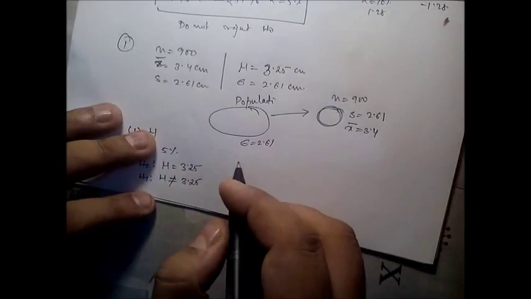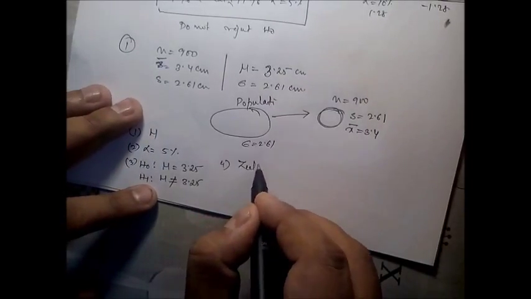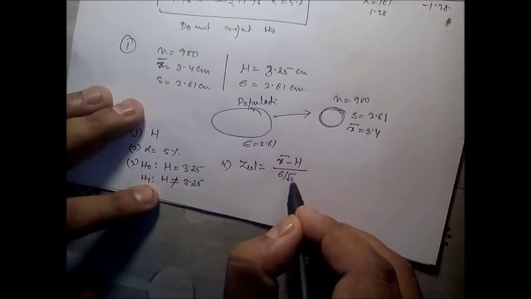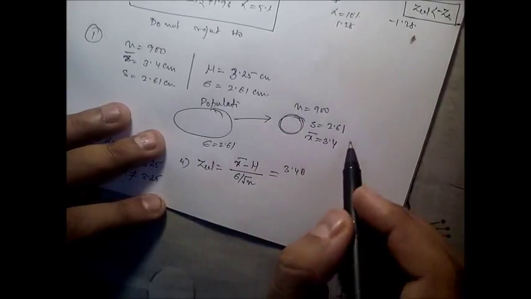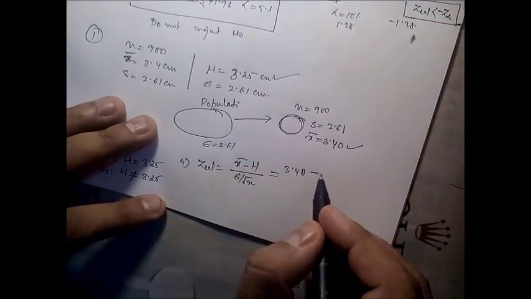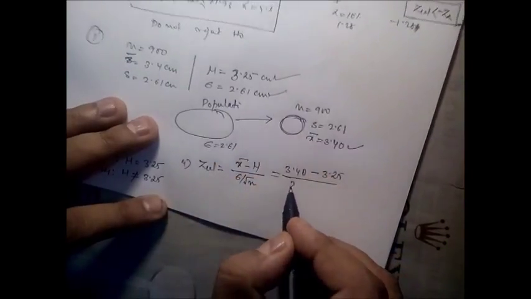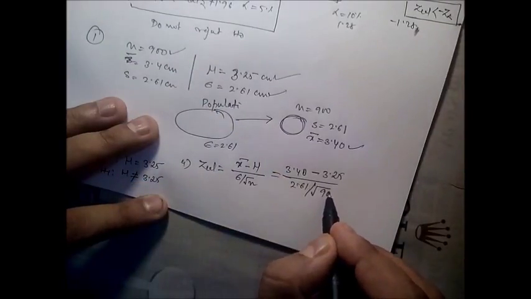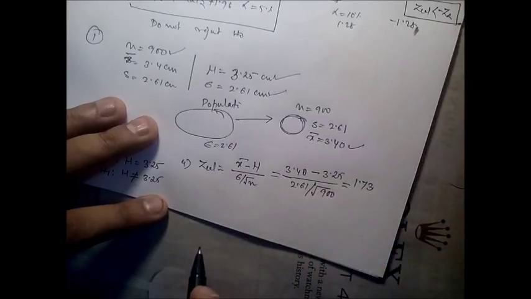Okay. Now under H0, the test statistic is z calculation, which is x bar minus mu divided by sigma by square root of n. So x bar is 3.40 minus mu, which is 3.25, by sigma, which is 2.61, by square root of n. N is 900. So its value is 1.73.